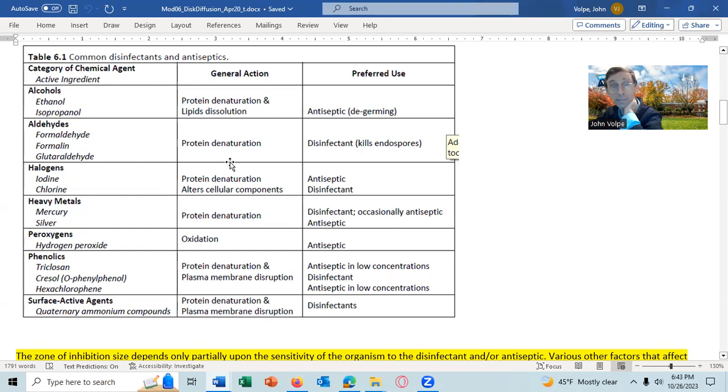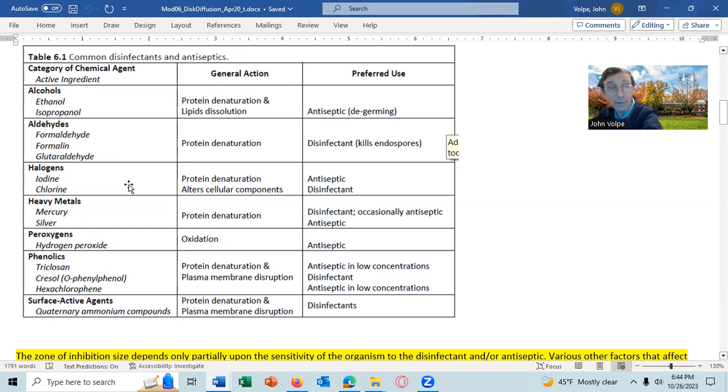This is one type of disinfectant that actually kills endospores. Another type of disinfectant which kills endospores are peroxygens, like hydrogen peroxide. Hydrogen peroxide is probably in most homes, and it's used as an antiseptic, and it is one that actually kills endospores. So that is a common one that we use to kill endospores. Formalin and formaldehyde, I don't think most people have those in their homes.